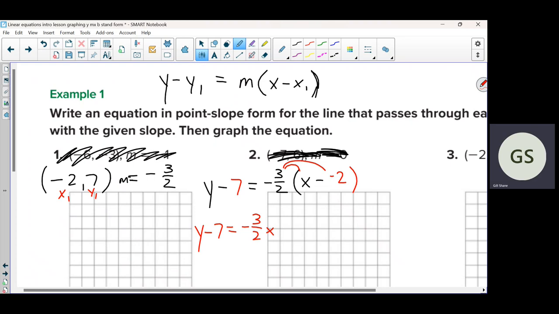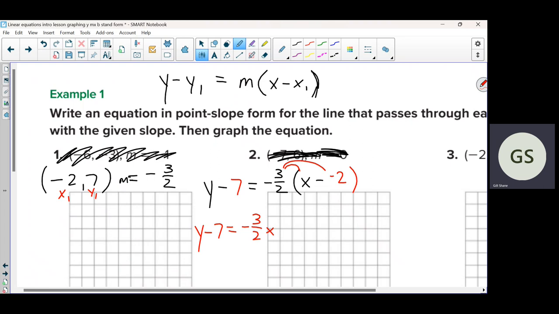Now here's the slightly trickier part. You're not going to be able to fix this with a calculator. There's two ways to do this. When you subtract a negative, that actually changes to a plus.